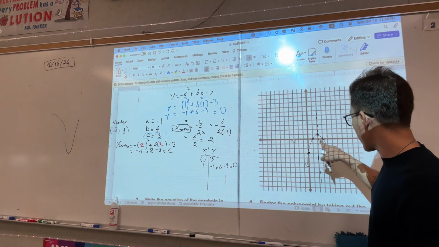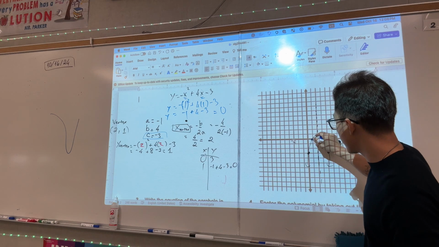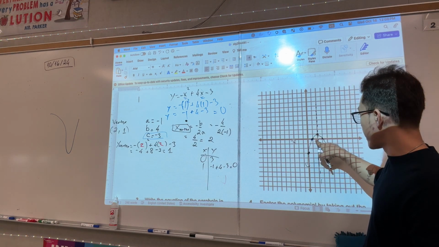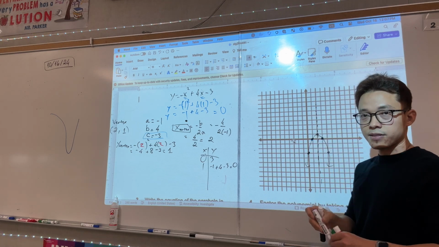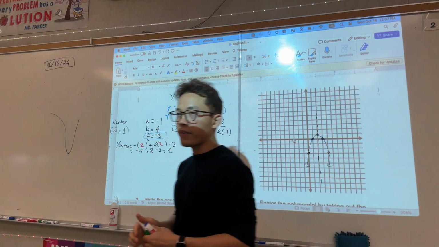x and y: 1, 0. Where's 1, 0? 1, 0 is right here. Okay? This is my second point. And then reflect over the AOS, I get this point. Yeah? So good? So are you good with roughing standard form now?